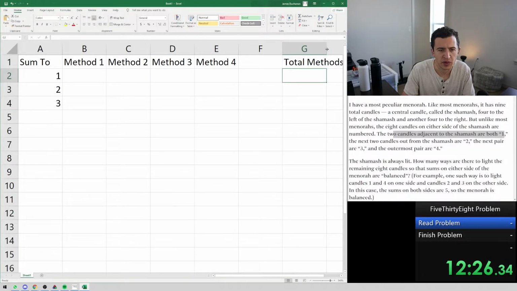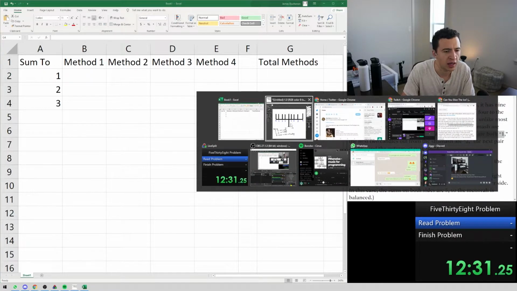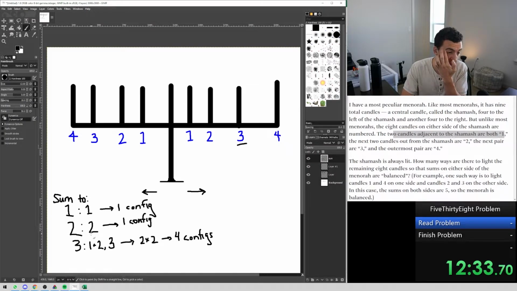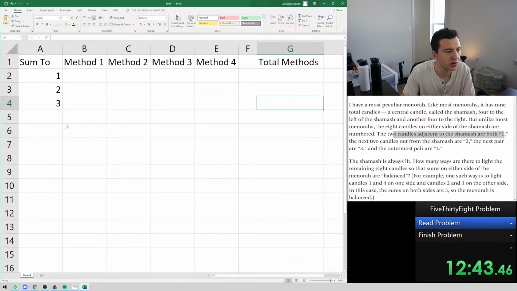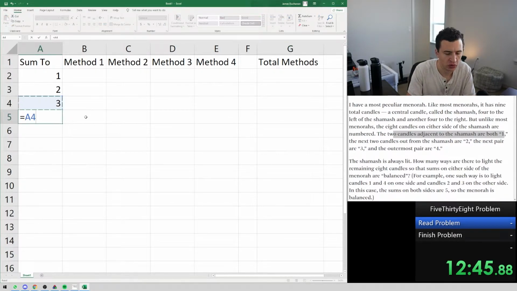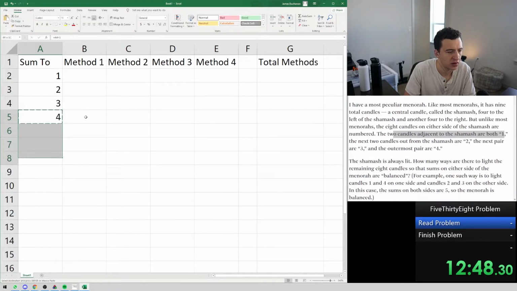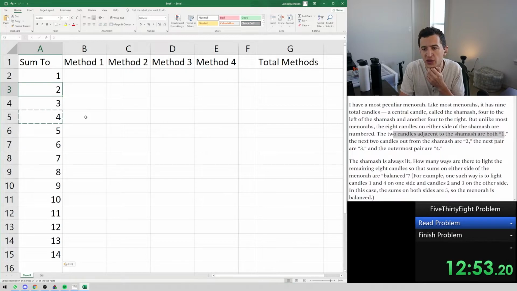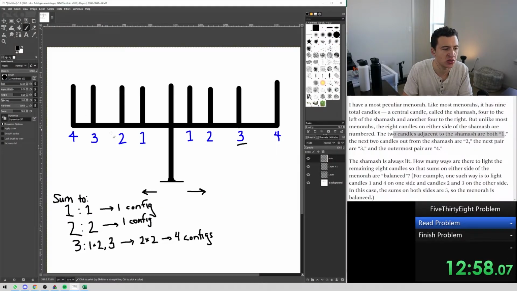So now what's a method? Let me make sure that I'm not confusing everyone. A method is a way to get to the sum number. For 3, there are 2 methods: 1 plus 2, and 3. We will extend this out pretty far. I don't know off the top of my head what the maximum is, but the maximum number that we'll be able to sum to is 1 plus 2 plus 3 plus 4, so I guess it's 10.